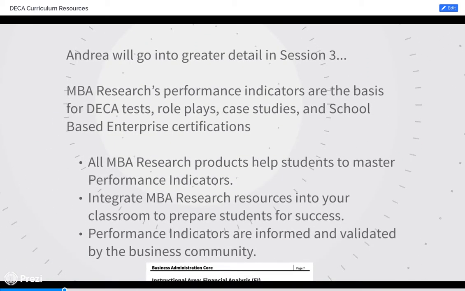Andrea will be going into greater detail in session 3 about performance indicators, but in short, the MBA research performance indicators are the basis for the DECA test, the DECA role plays, the DECA case studies, and also for the DECA school-based enterprise certification. If you're not familiar with that, that is where you have a school store.